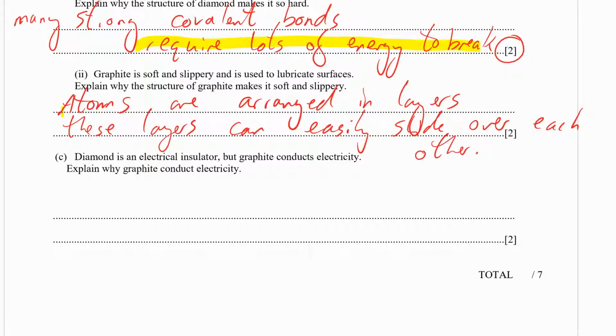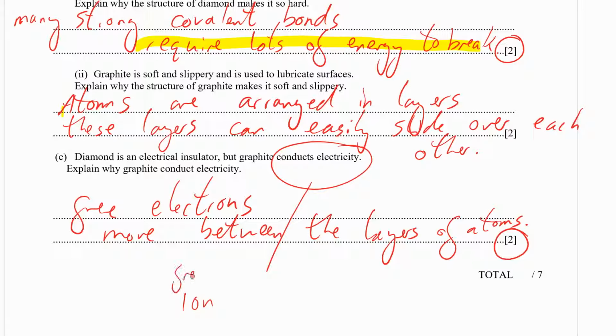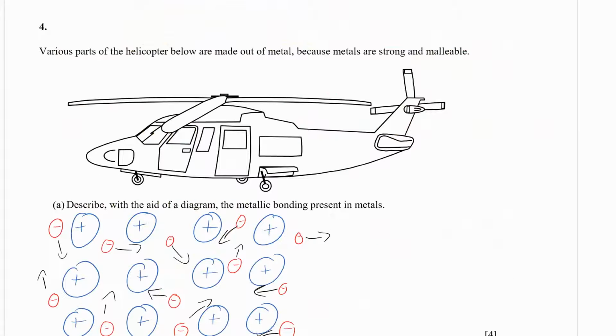Diamond is an electrical insulator, but graphite conducts electricity. Explain why graphite can conduct electricity. 2 marks again. So it's got free electrons which move between the layers of atoms. Okay, free electrons move between the layers of atoms. If you are going to conduct electricity, you need to have either free ions or free electrons. That's the only way you can conduct electricity. Just remember that. Question 4.